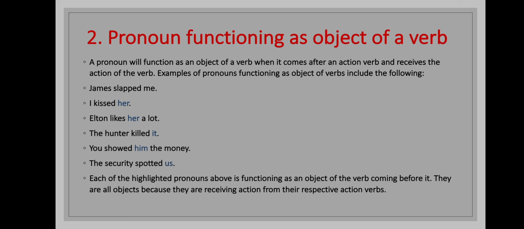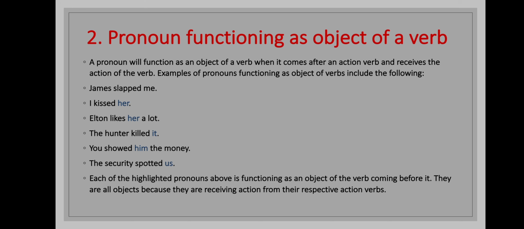For example, James slapped me. I kissed her. Elton likes her a lot. The hunter killed it. You showed him the money. The security spotted us. Each of the highlighted pronouns above is functioning as an object of the verb coming before it.